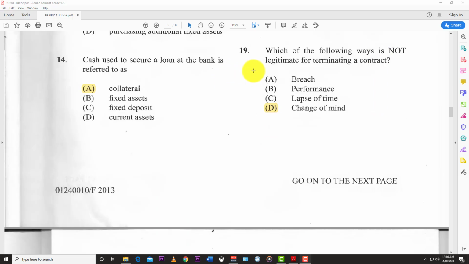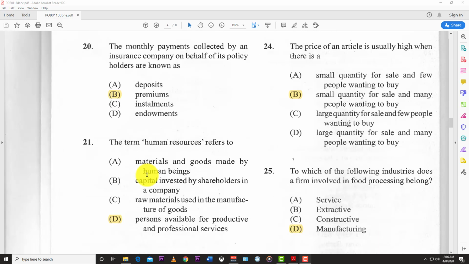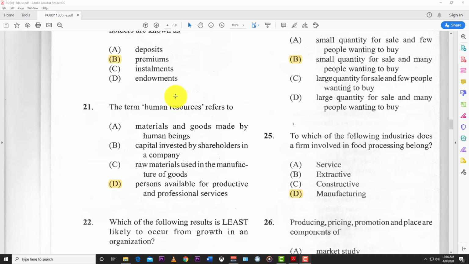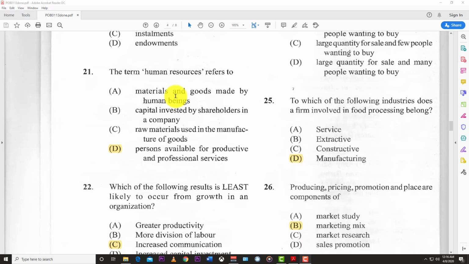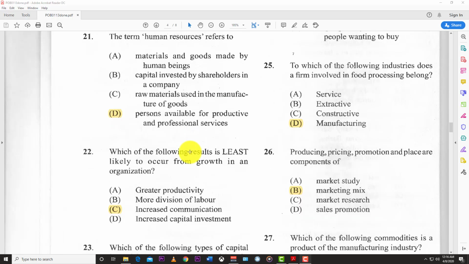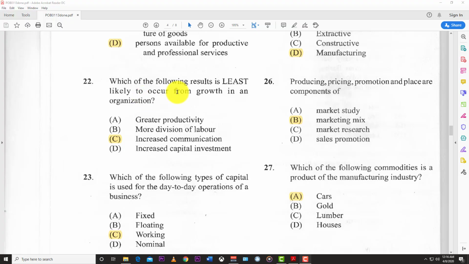19, which of the following ways is not legitimate for terminating the contract? And of course D, change of mind. 20, the monthly payments collected by an insurance company on behalf of the policyholder is known as B, premiums. 21, the term human resource refers to D, persons available for productive and professional services. 22, the following results is least likely to occur from growth in an organization? And of course the answer is C, increased communication. It gets more complicated as the company grows.